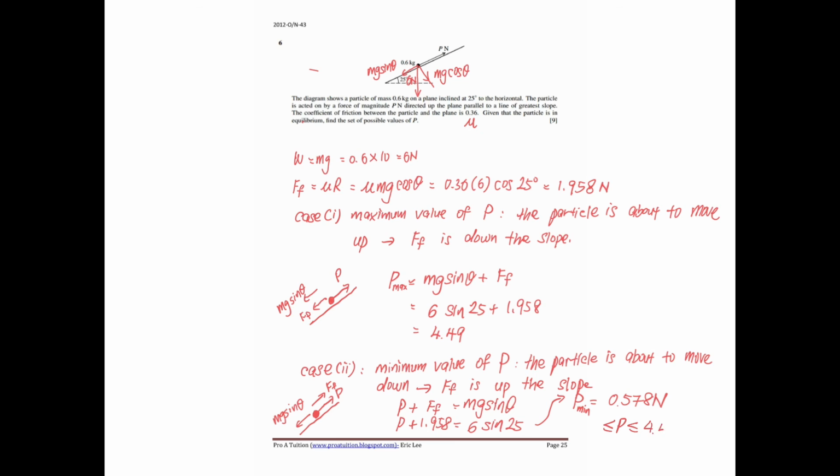Okay, maximum 4.49 we put on the right. Minimum 0.578. Okay, so that is the inequality, and this is a set, right? So we just put it in set. The way to put it in set is P colon, which means such that, P such that P is from 0.578 to 4.49. So as long as P is in between these values, the particle will remain stationary. Then we put the set notation. Okay, so that's it for this one.